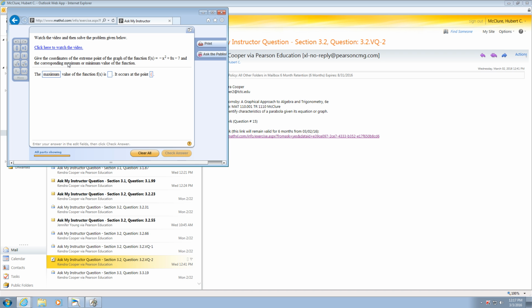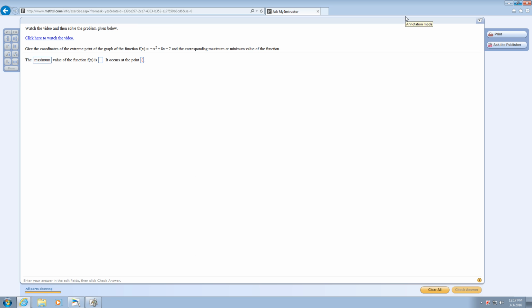Give the coordinates of the extreme point of the graph given. Complete the square. That's what they want. So let's complete the square on this one. Negative x squared plus 8x plus blank is equal to negative 7. Oh, sorry, positive 8 plus blank.